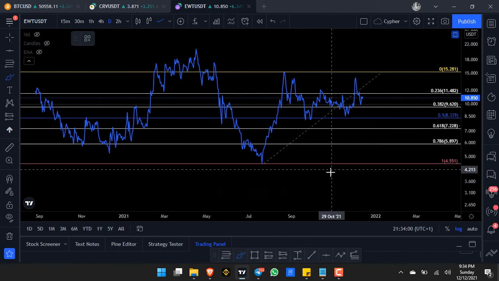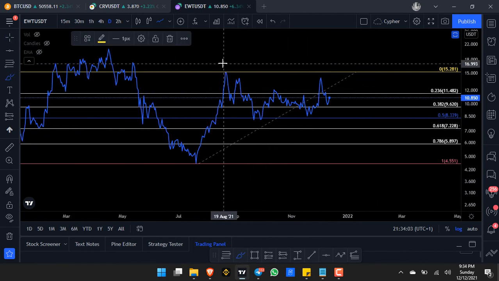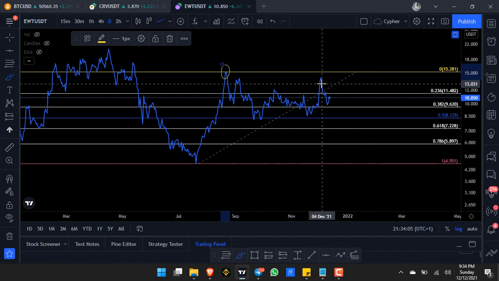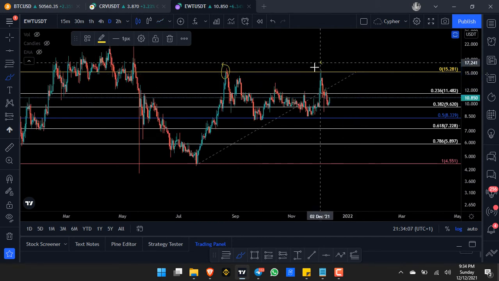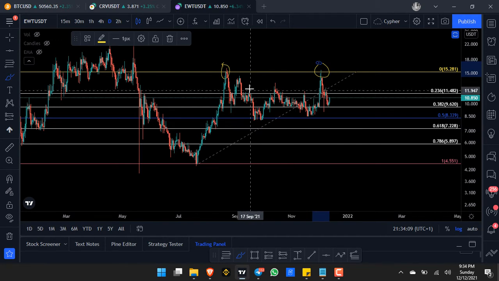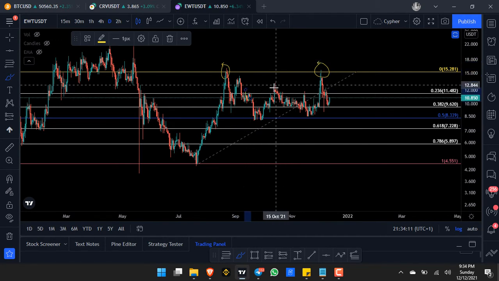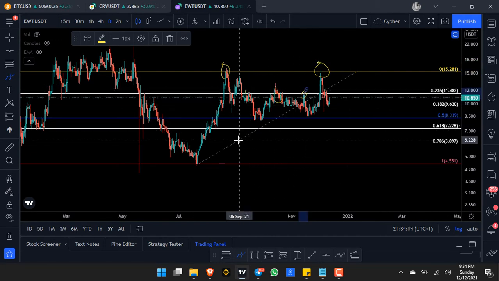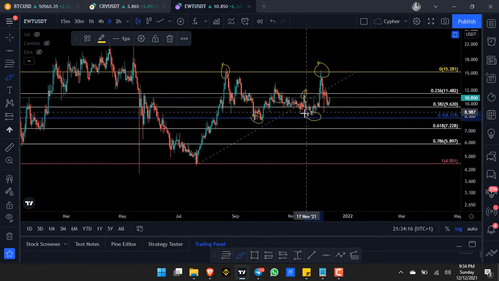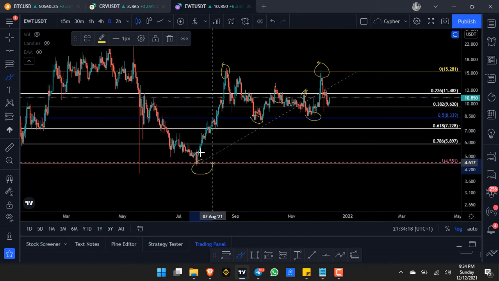Now let's look at it critically. Look at this resistance 1. Now if we activate candlestick, you see what happened here. Look at it, resistance 2. Are you seeing it now? Look at it, resistance, resistance, support, support. Are you seeing what I'm showing? So support, look at it.